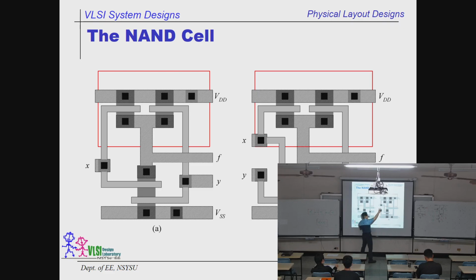Okay? X, Y, because they are inputs, they have to stand on one side, and the F goes to the other one. This is output. But that will create another problem. What is that? The poly signal of Y will have to travel a long, long way to the top.